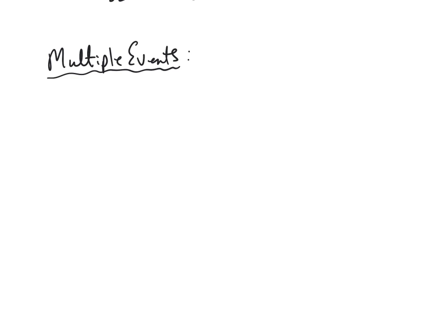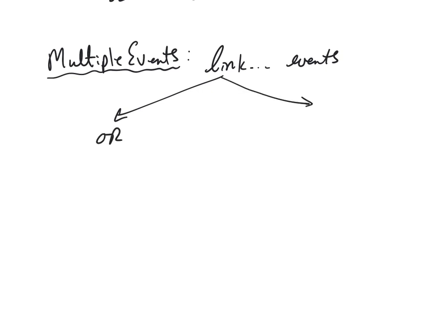And when we have multiple events, we somehow need to be able to link these events, right? We need to be able to put those together somehow. And the 2 links that we're going to look at in algebra are using the words or in between the events. That's how we're going to put them together. So either this happens or that happens. And the other way we're going to link the events is with the word and. Counting the number of ways this can happen and that can happen.